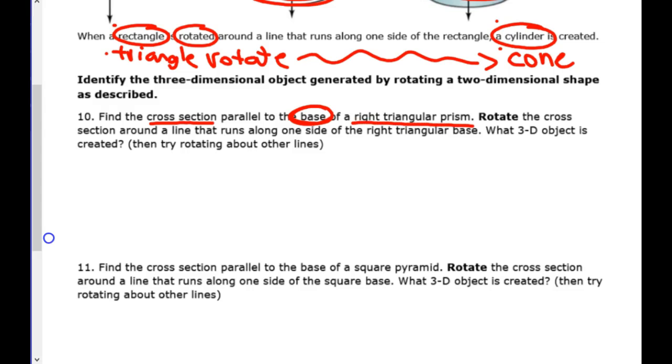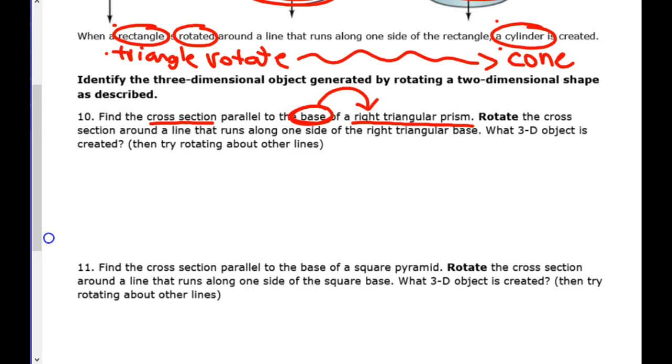Take a wild guess. What do you think the base is of a right triangular prism? A right triangle. Very good. So, if it says something in front of the word prism or something in front of the word pyramid, that's the base. The base is in the name of the figure. So check it out. When you see the word base, it's about to tell you what the base is.